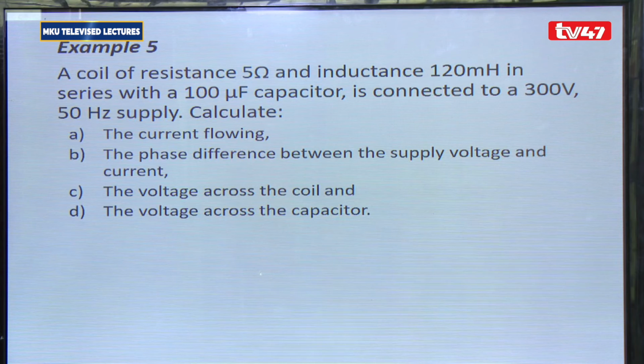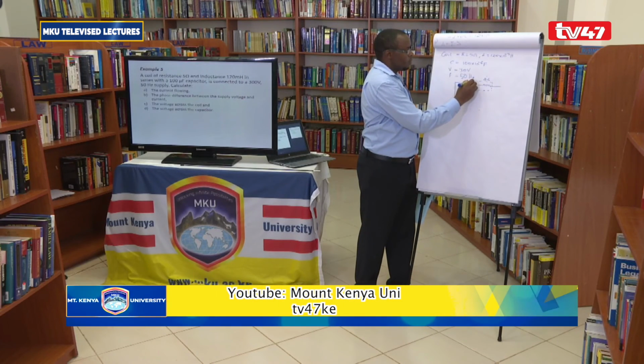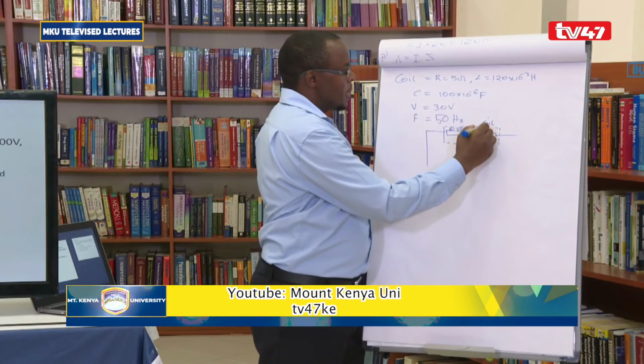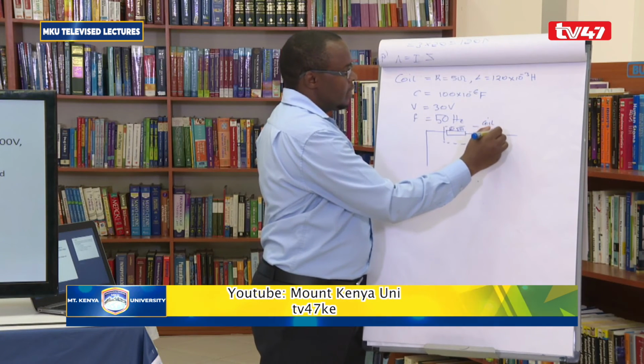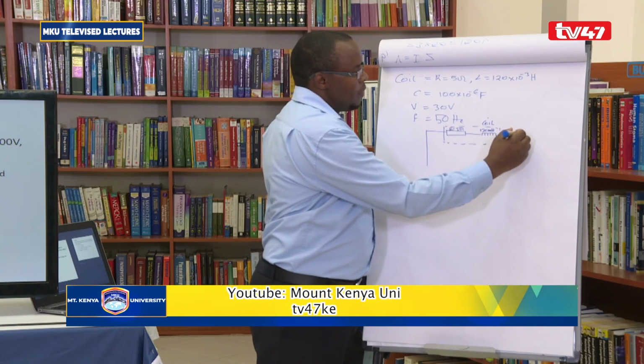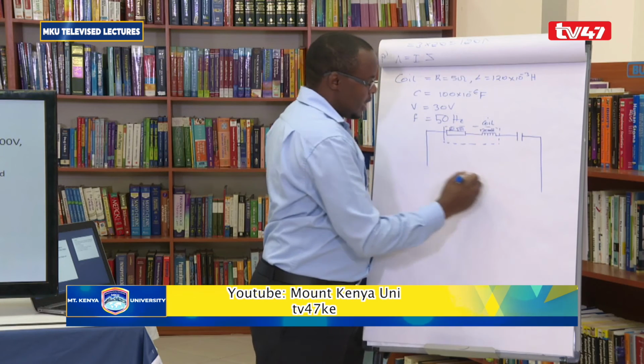So we have this is the resistance, and this is the inductance. The whole of this one is the coil. So this is the coil, which has the resistance in it, which is 5 ohms, and inductance in it, which is 120 millihenry. So this is the coil, and then we have the capacitor here connected in series with that.